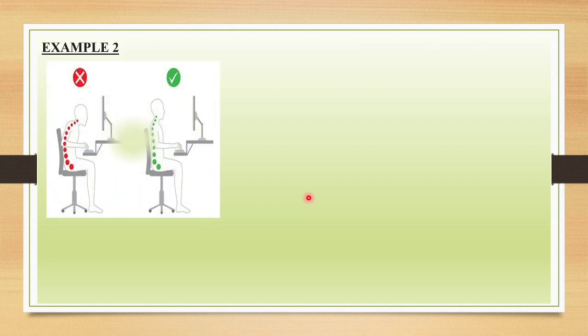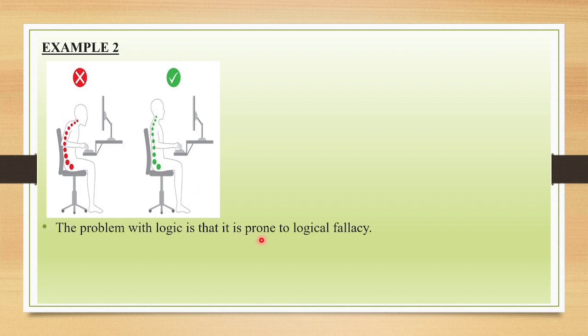The second example is physiotherapists have been telling people for years to sit up straight, don't slouch, or you will end up damaging your neck or back or having some headaches or something. So this all seems to make logical sense because anyone who has spent too long using smartphones or bending the neck for prolonged periods of time can get a sore neck. So the problem with this logic is that it is prone to logical fallacy.